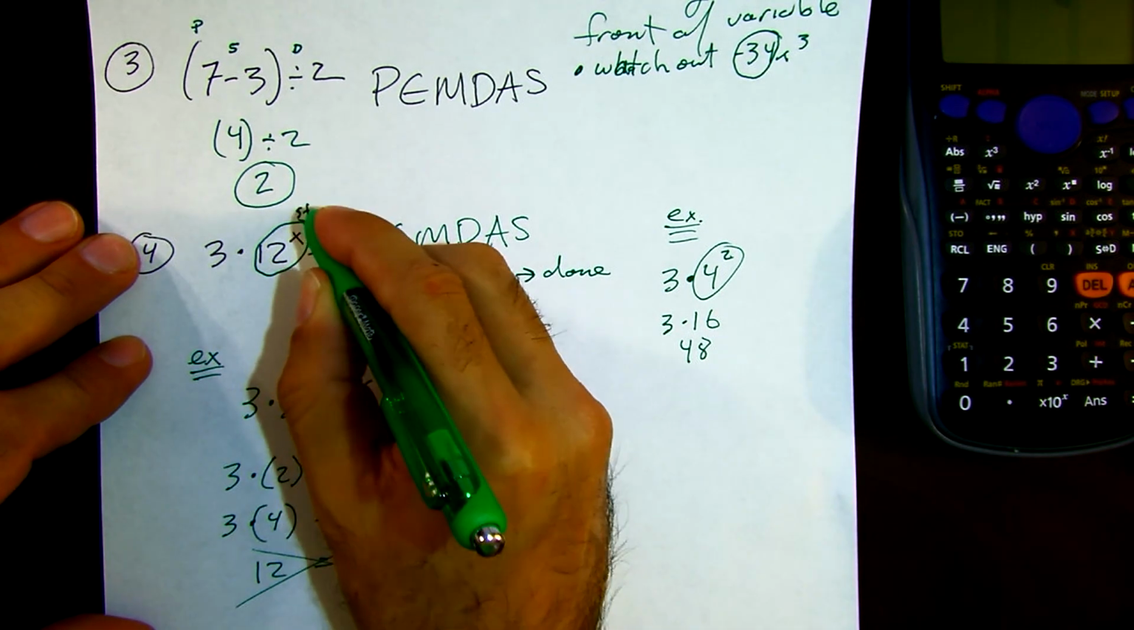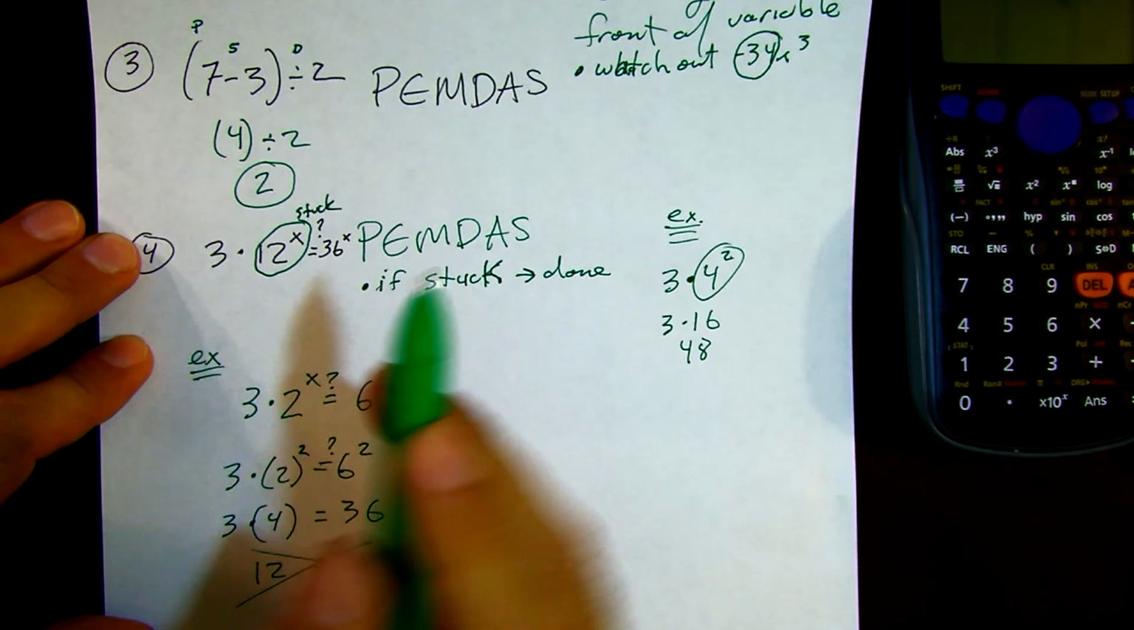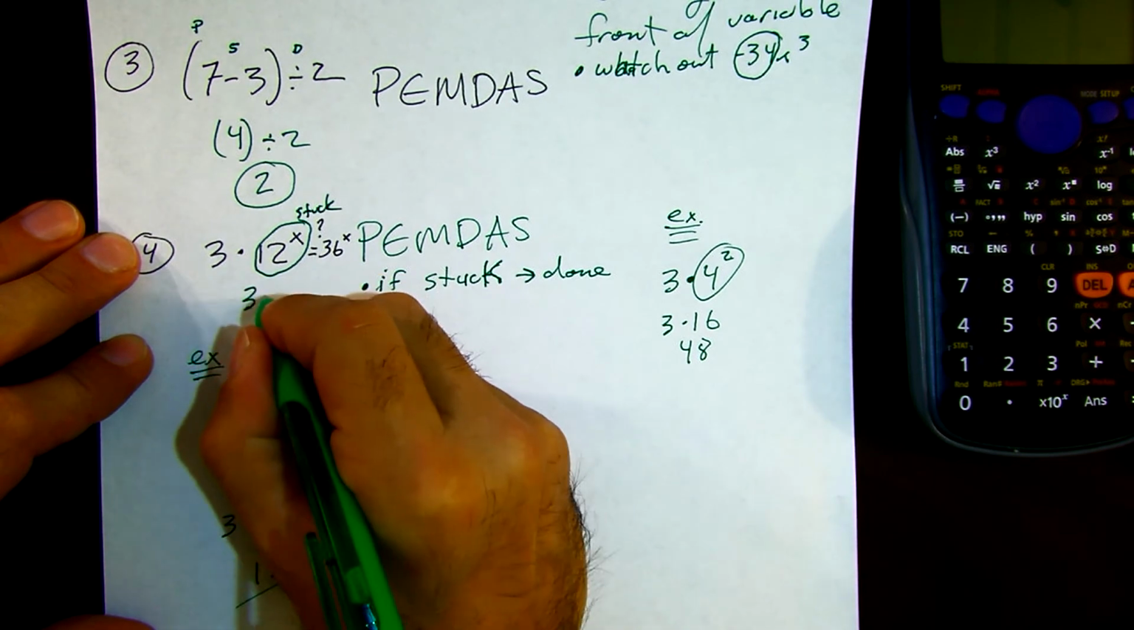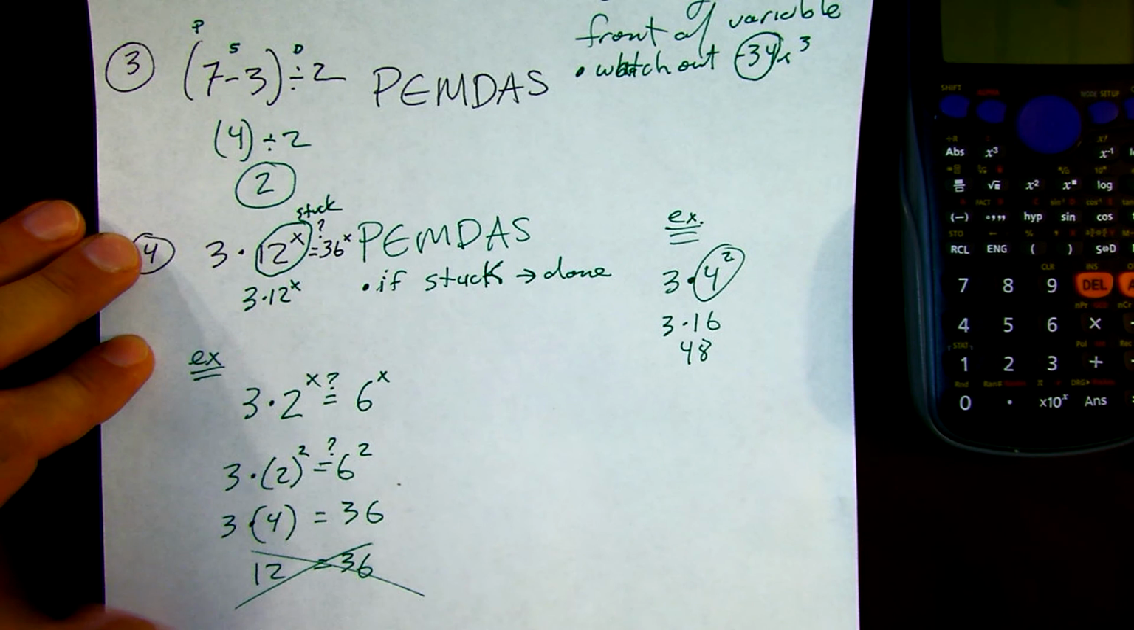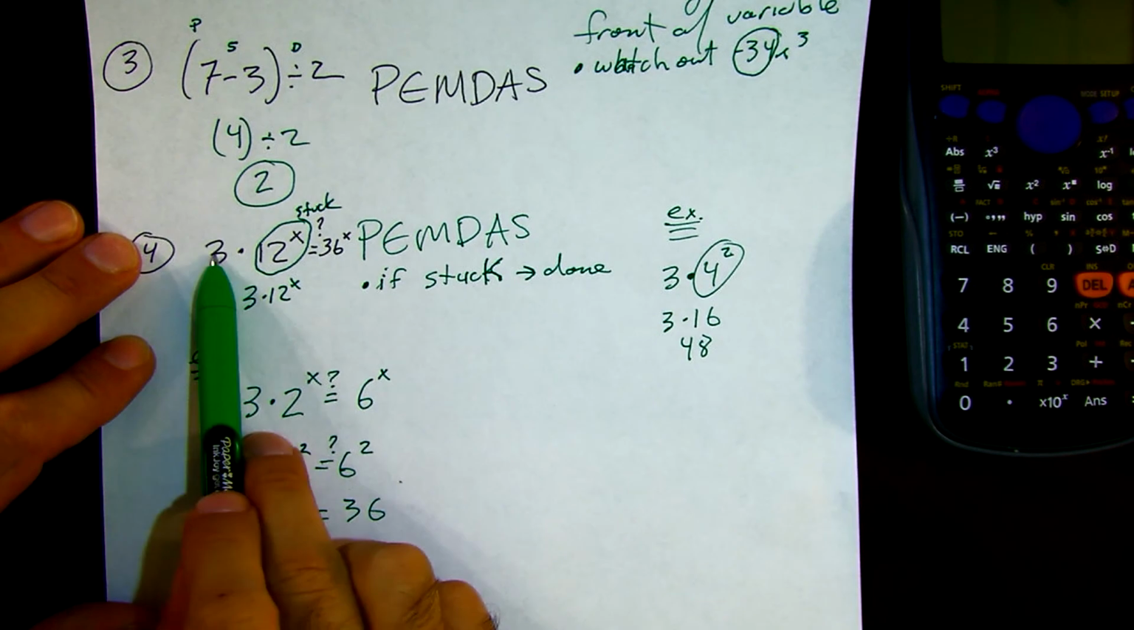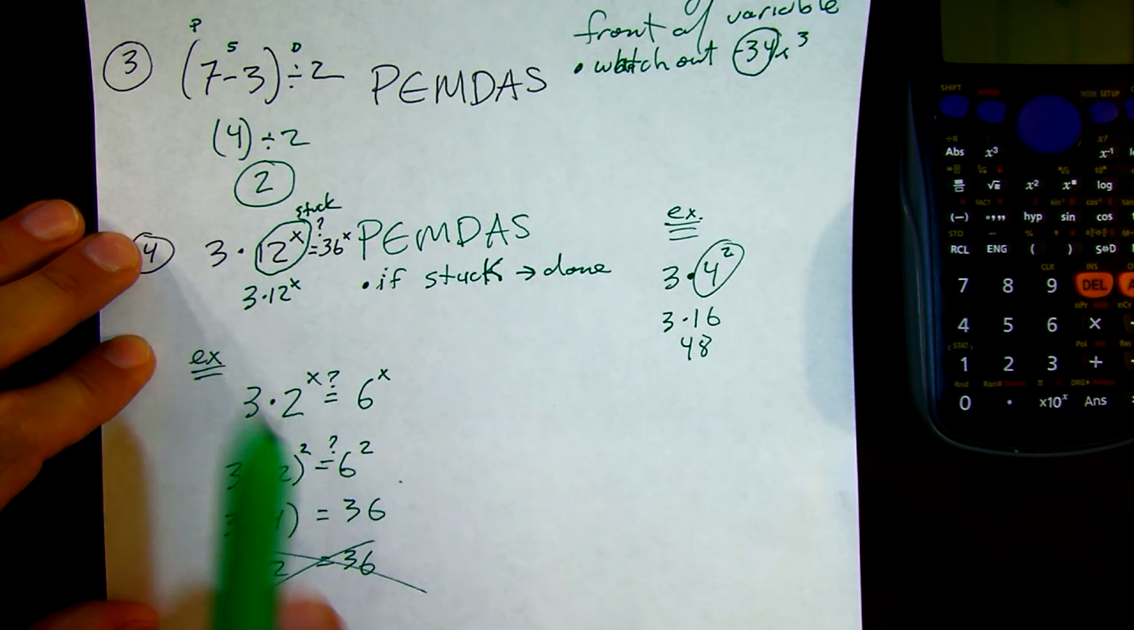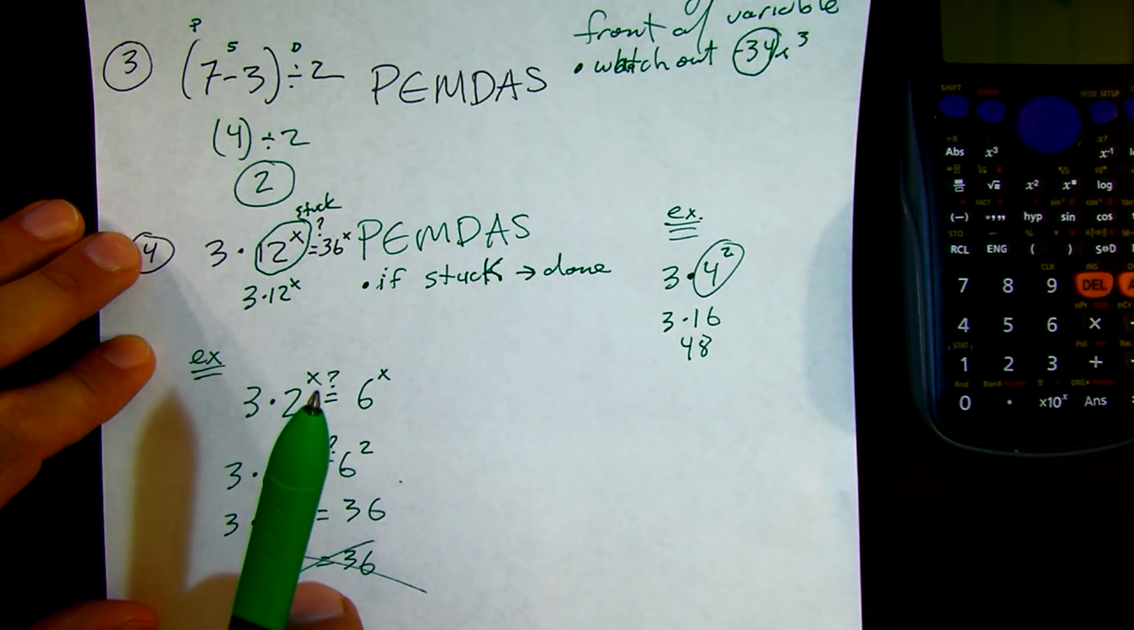Okay. So we got stuck here. 12 to the x we could not do. We're stuck. When we're stuck, we're done. So this can only reduce to exactly what we started with. It does not allow us to multiply a coefficient and our constant.